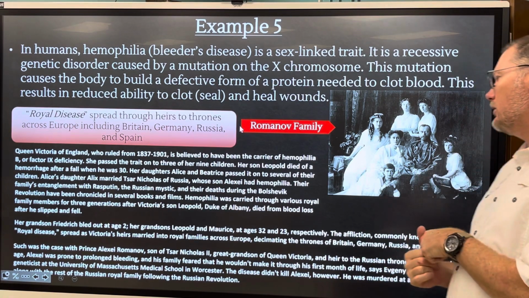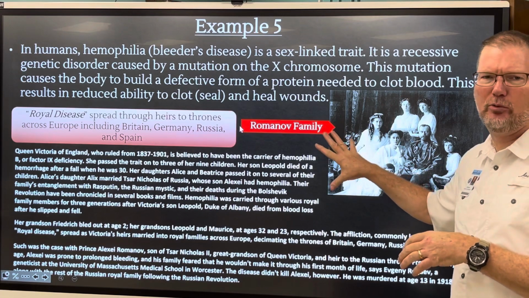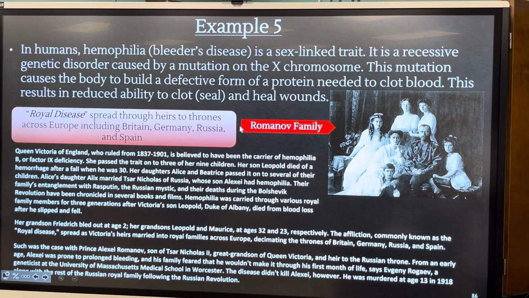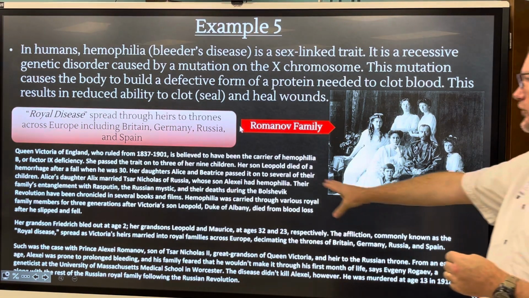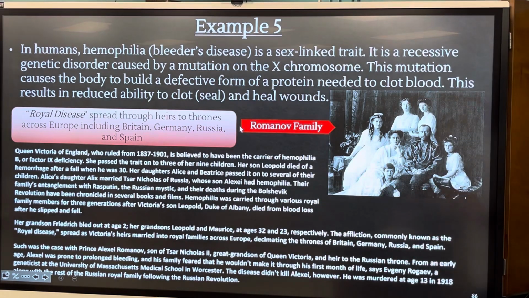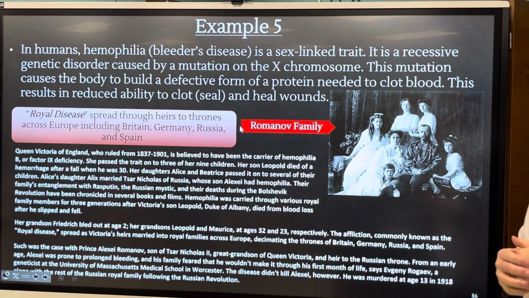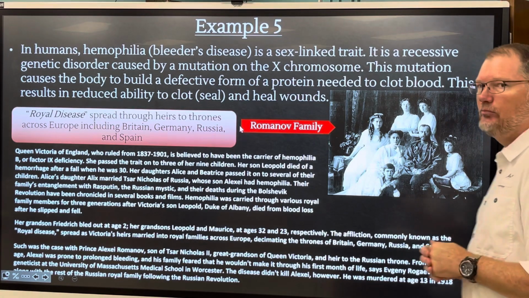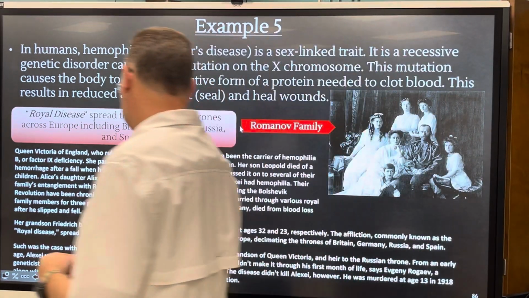About that. Not about the hemophilia part, but it was carried through various royal family members, 3 generations, and Victoria's son Leopold died from blood loss after he slipped and fell. Crazy. So that's how dangerous this is.